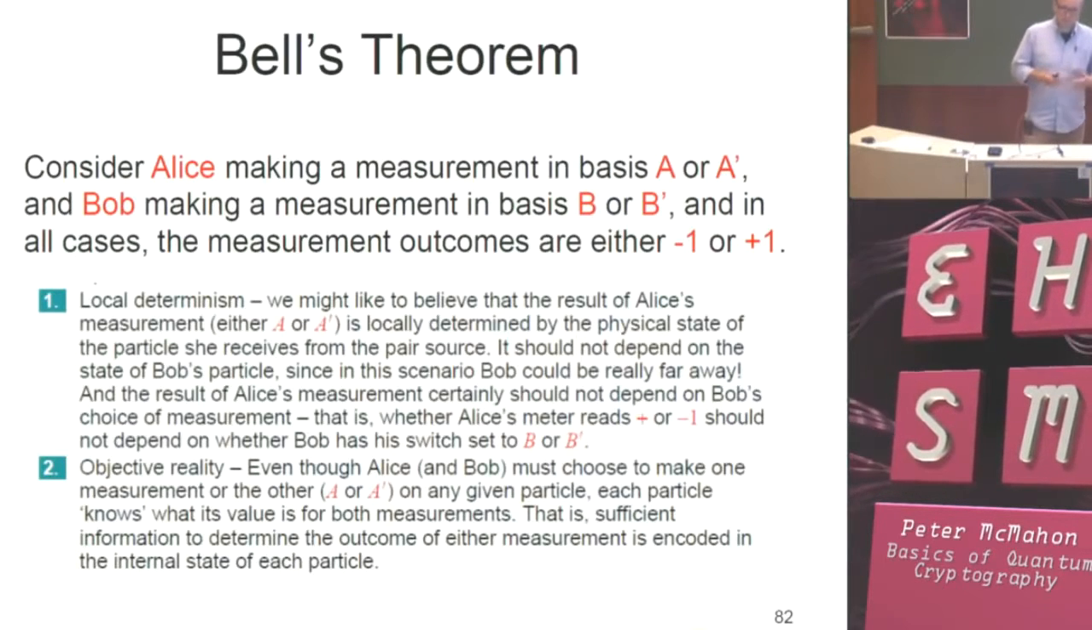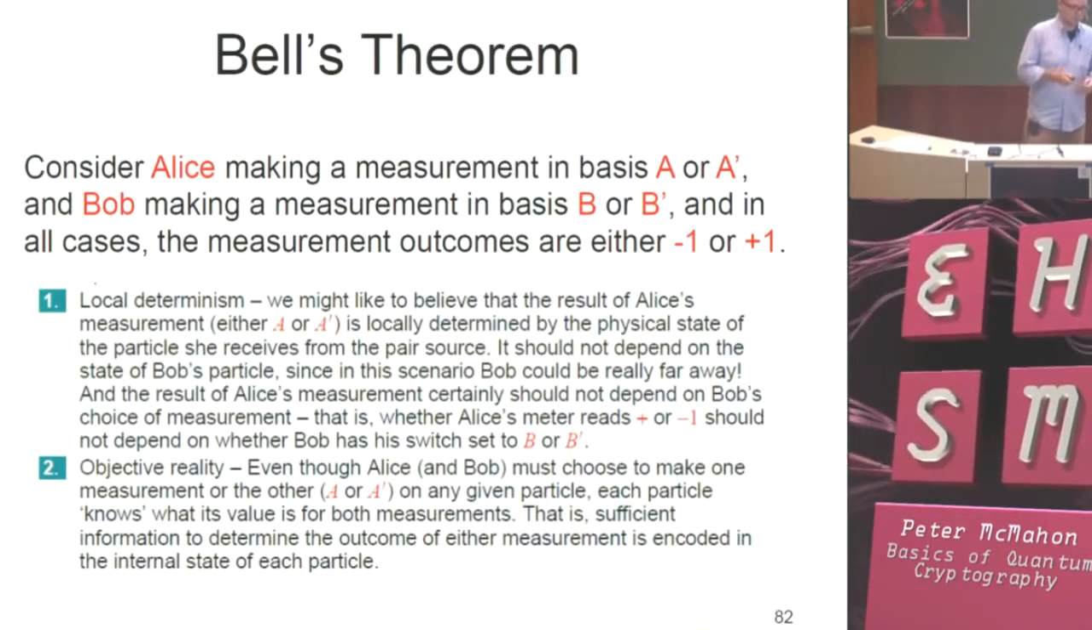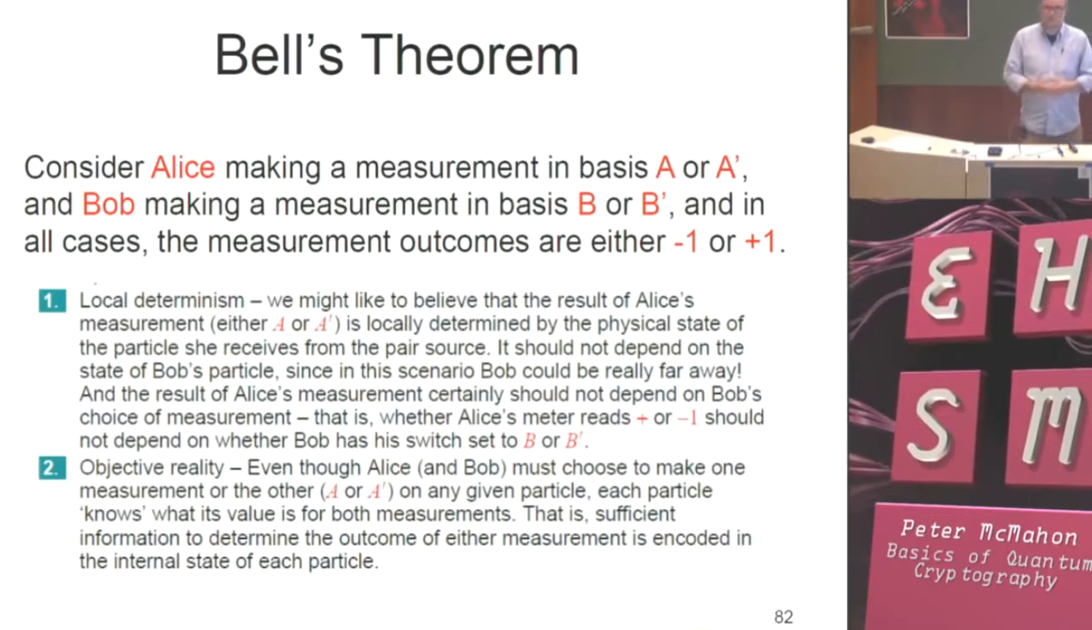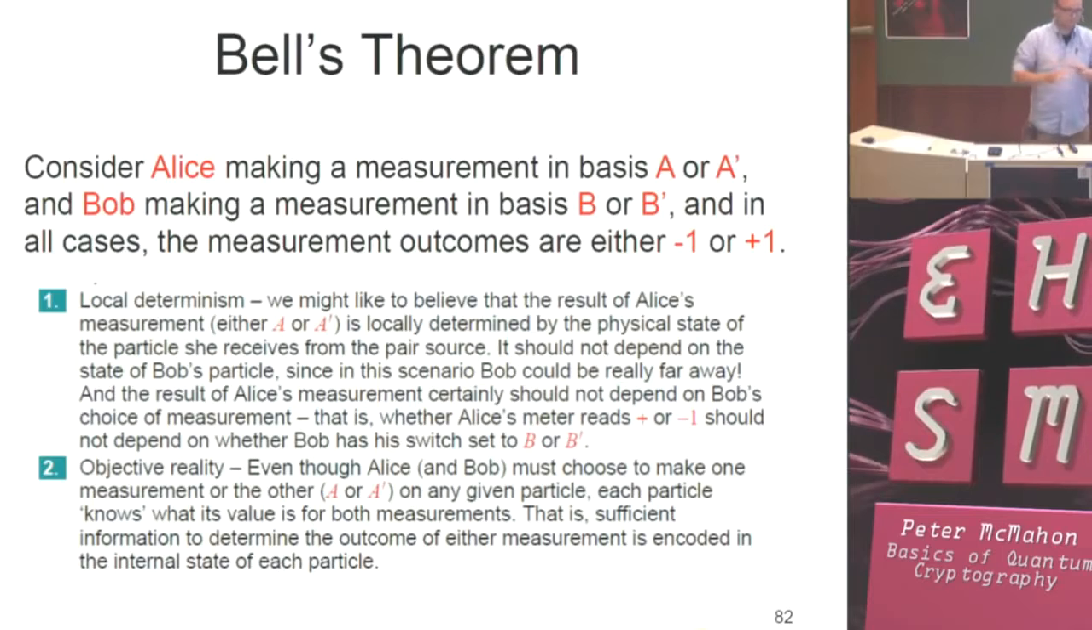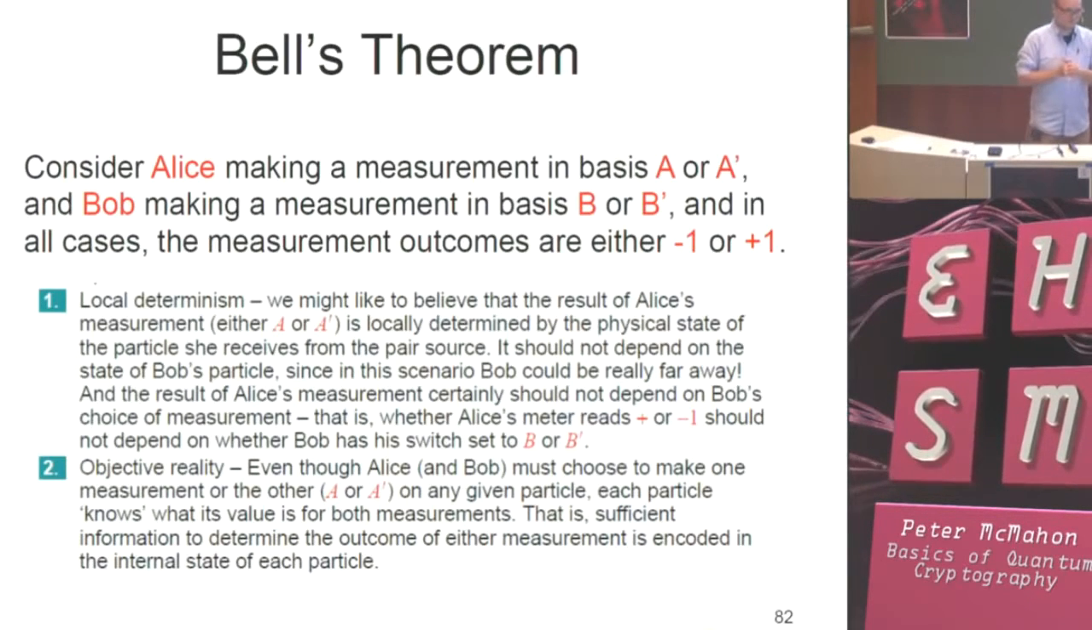So Bell started off saying, let's suppose we have the setup with Alice and Bob, and then let's make two assumptions about physics and see what the consequences of these assumptions are. The first assumption he made is something called local determinism, and this is a pretty intuitive notion. Let's suppose that when Alice measures the particle that she receives at her location in space, the outcome of her measurement does not depend on what happens somewhere else in space. It only depends on what she's doing and where she is.